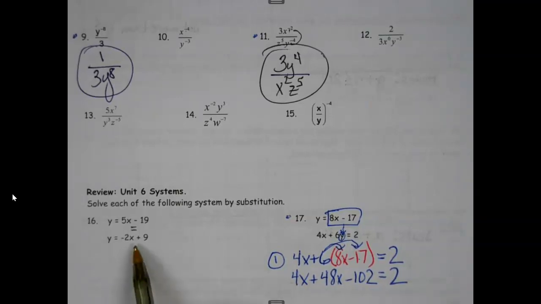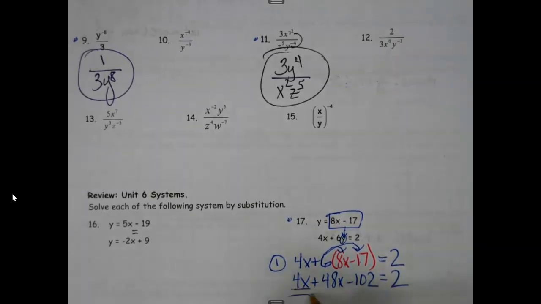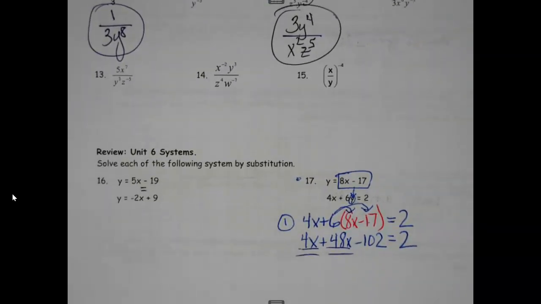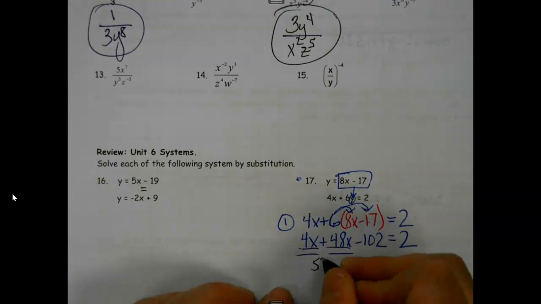This is not like this one where the x's are going to be on opposite sides, and I need to do opposites. My x's are on the same side of the equals. So we're just combining them. 4 and 48 is 52.